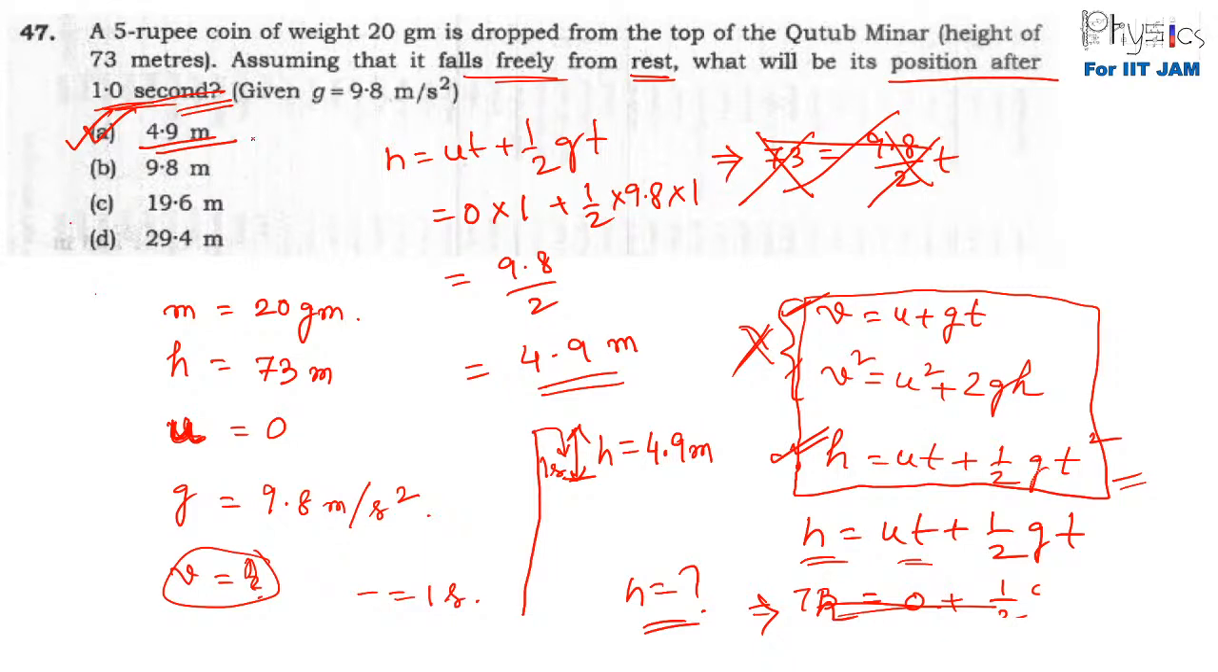Is it clear, everyone? Have you any doubt? Please tell me, have you any doubt? Should I proceed to the next question? So here our correct option is option A, 4.9 meters. Should I proceed to the next question?